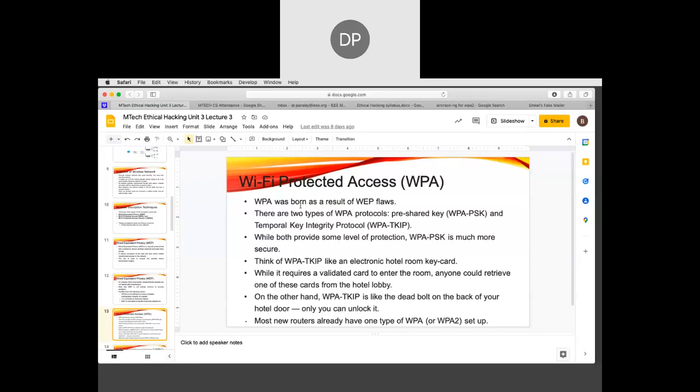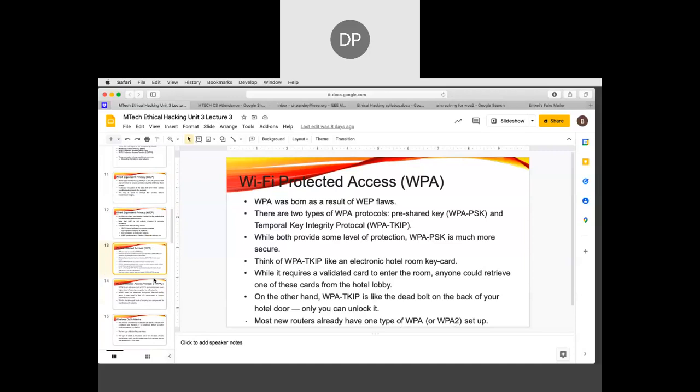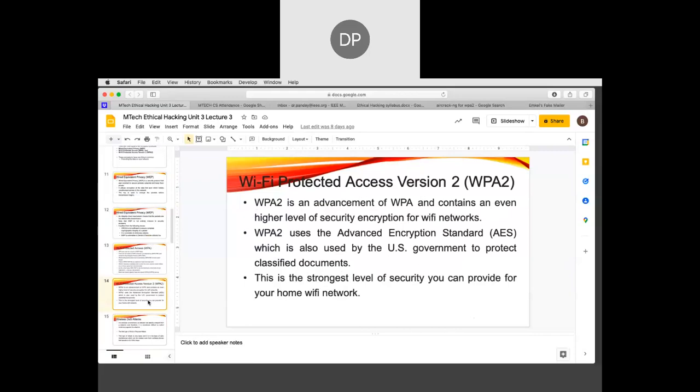secure. So we can think of WPA TKIP like an electronic hotel room key card. While it requires a validated card to enter the room, anyone could retrieve one of these cards from the hotel lobby. On the other hand, WPA PSK is like a deadbolt on the back of your hotel door. Only you can unlock it. Most new routers already have one type of WPA or WPA2 setup. WEP is now obsolete, but there may be a few routers available inside any lab.